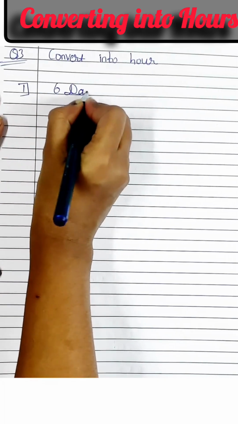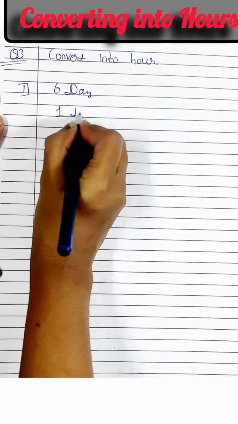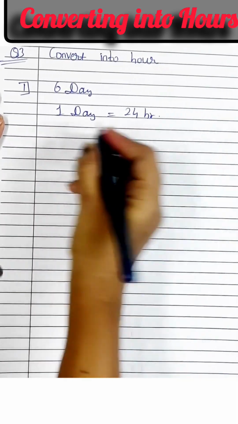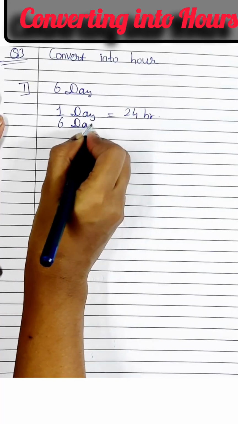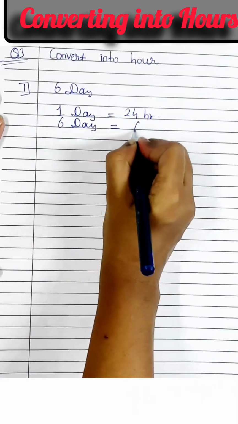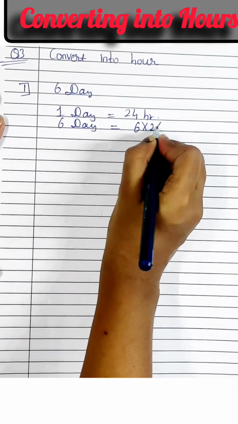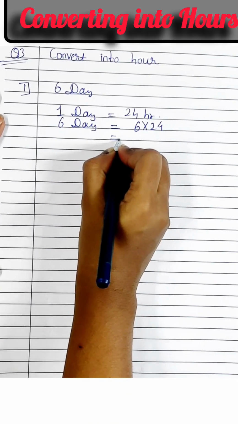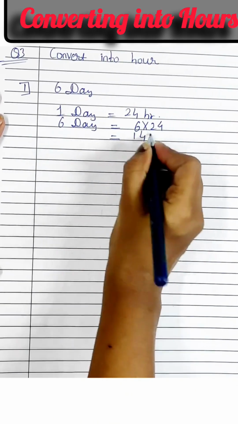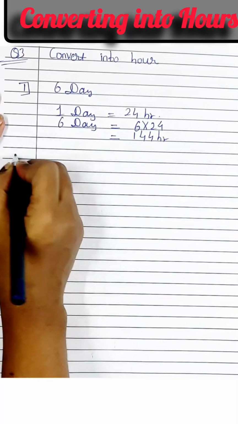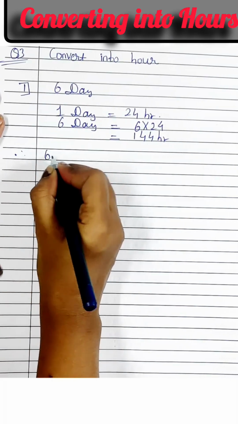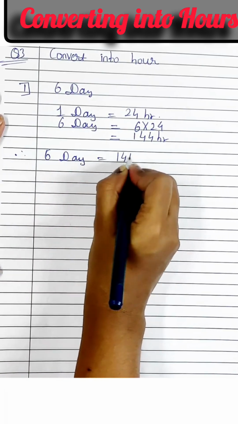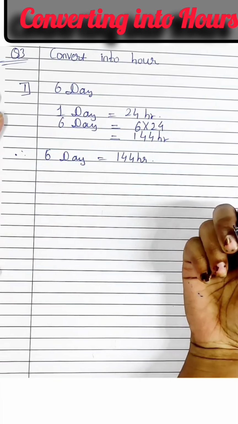6 days. We know that in one day we have 24 hours. So 6 days is equal to 6 multiplied by 24, which will give you 144 hours. So in 6 days, how many hours do we have? 144 hours.